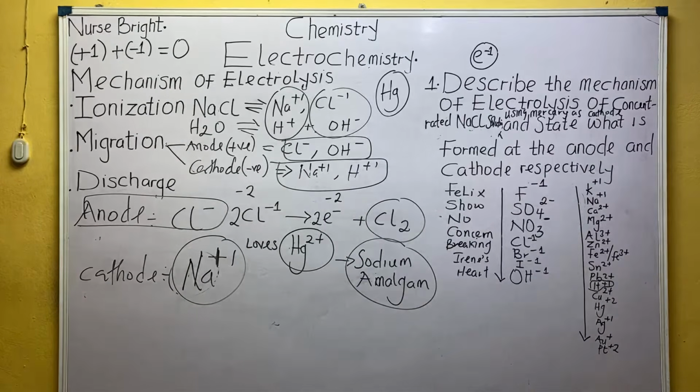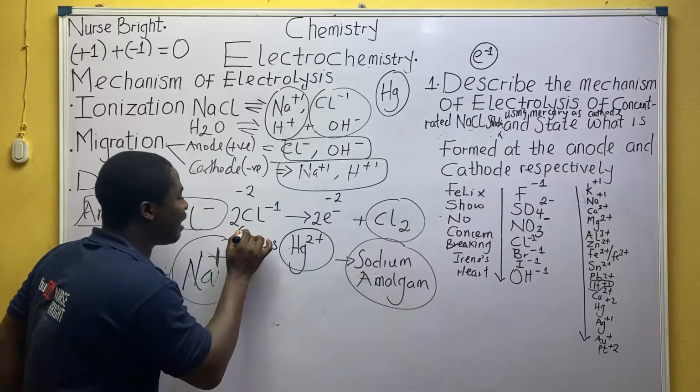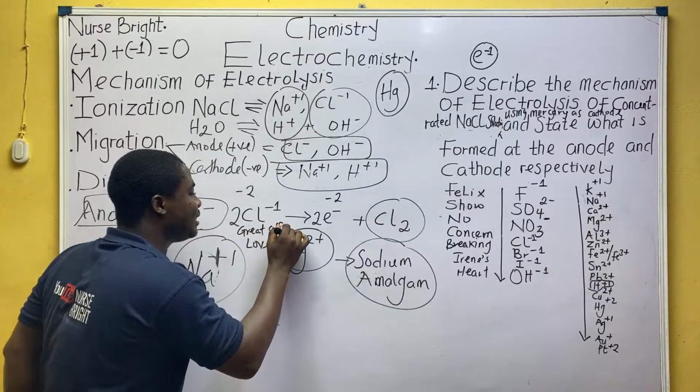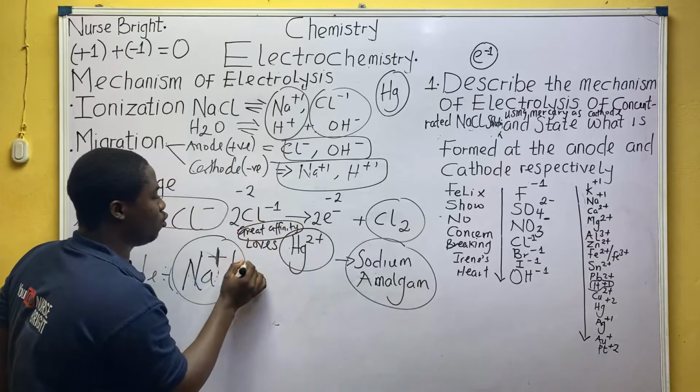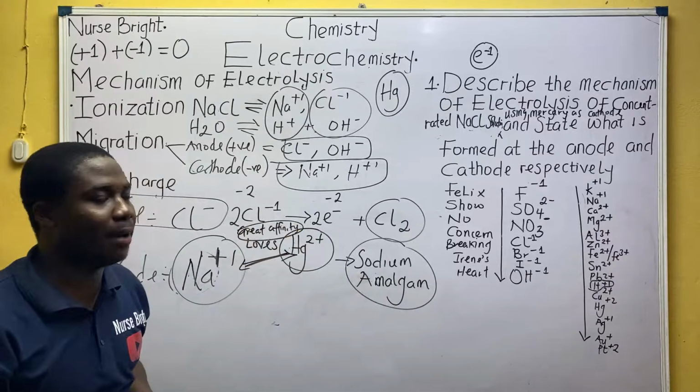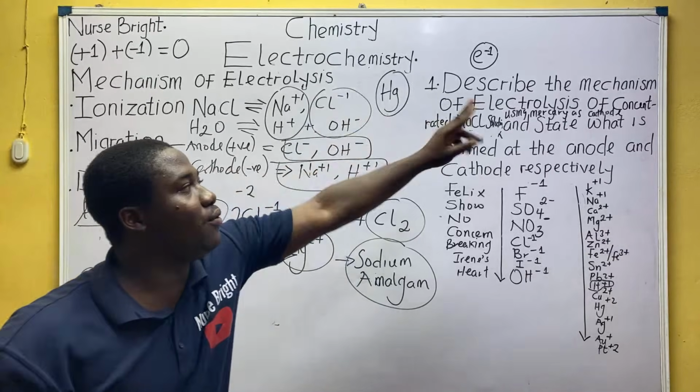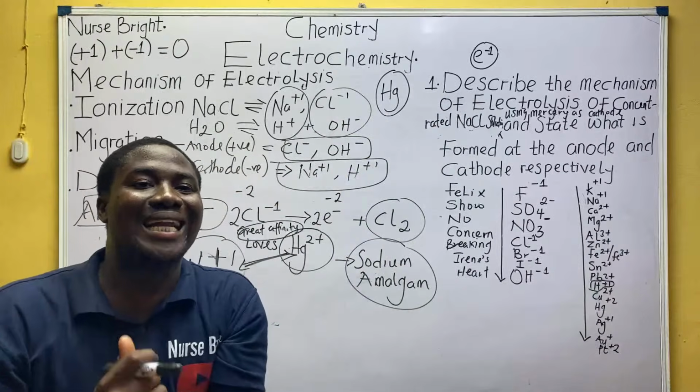I believe you guys are following me. So that is how it works, as it has a great affinity. Amalgam, so that's how it works. It's very, very easy, guys. Love means has a great affinity for mercury. So they form sodium amalgam. So this time around, normally it should have been this if mercury as electrode wasn't added at the cathode.